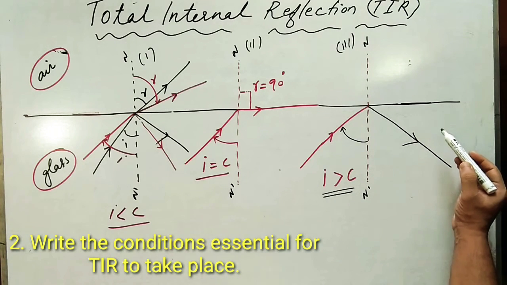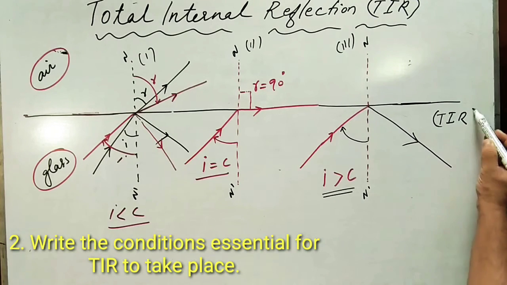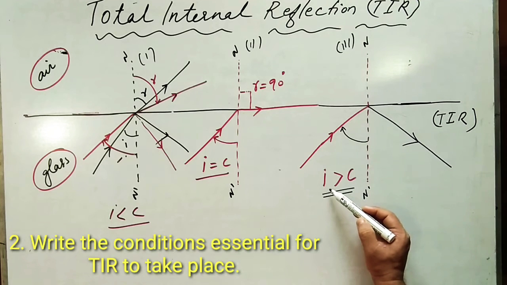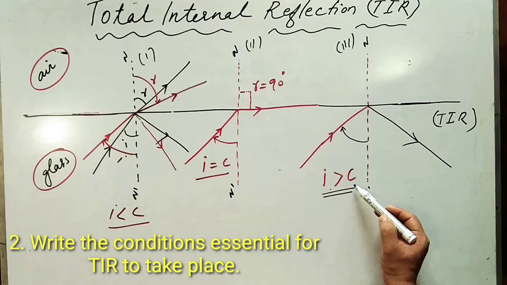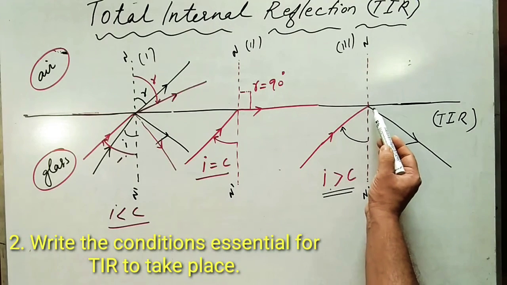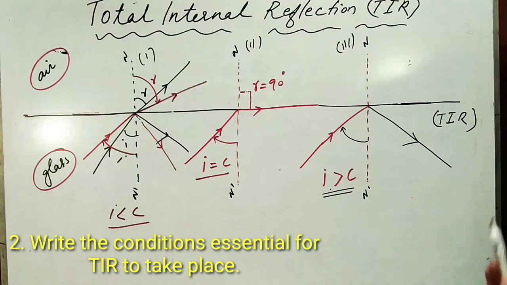That's why it is called total internal reflection, TIR. So at a particular angle of incidence greater than the critical angle for the pair of media glass and air, you can see the whole light energy, the whole intensity of the light is getting reflected back to the same denser medium. So it is known as total internal reflection.